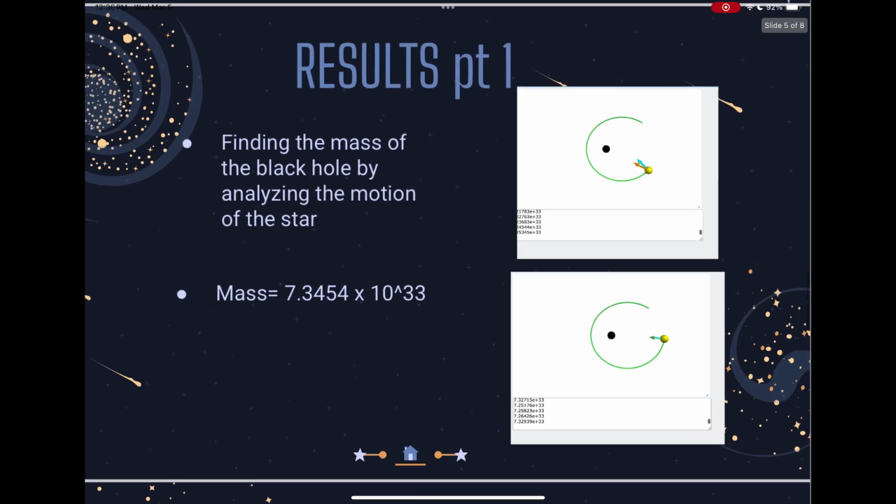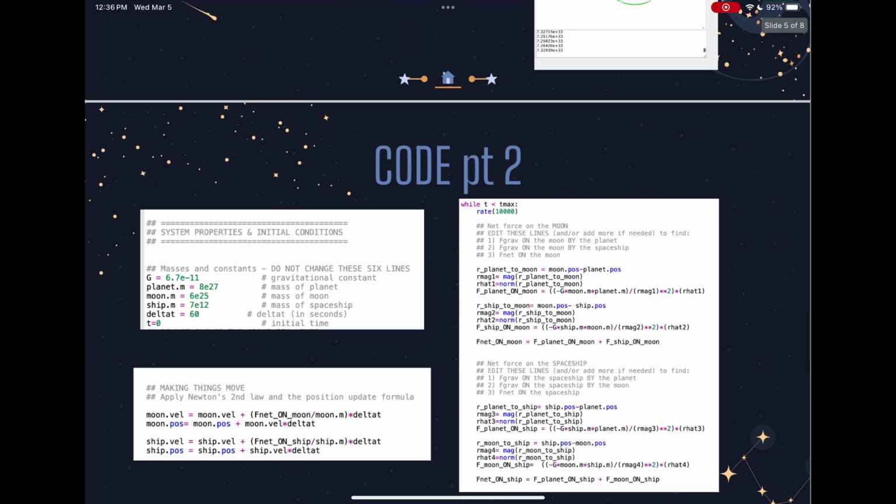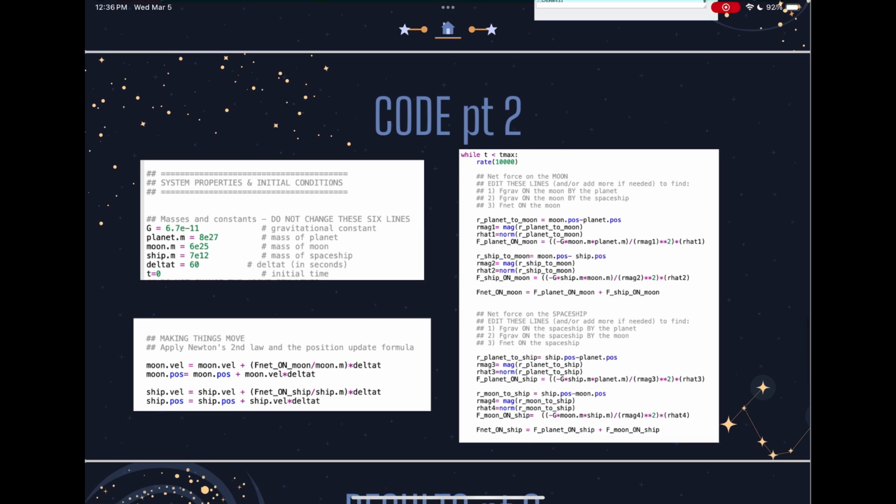Like I said, here you can see each point of the screen line is a different place where we take that calculation of the distance from the star in order to find the mass of the star. And we found that the mass of the black hole was 7.3 times 10 to the 32nd.